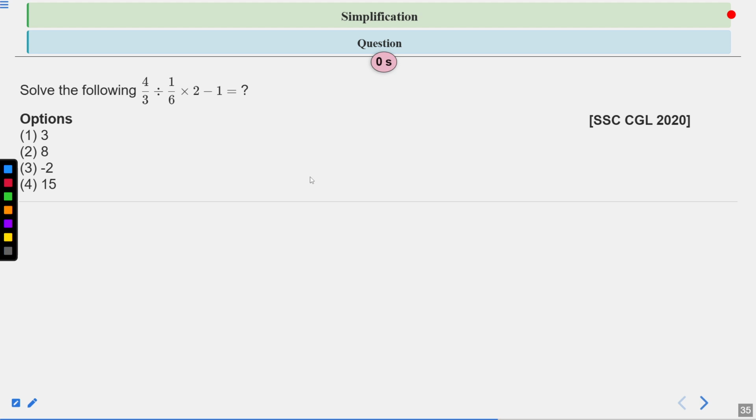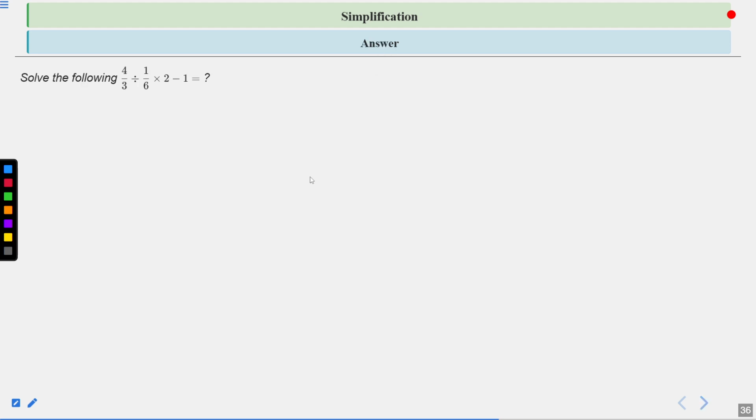Now time's up. Let's see the solution of this question. Solving the following expression, 4 by 3 dividing by 1 by 6. When we reciprocate it, what do we get? In multiplying form, 6 upon 1 multiplying by 2 minus 1 equals question mark. So the correct answer of this question is the fourth one, which is 15. Now see the detailed solution using concept 3.3 in this question.